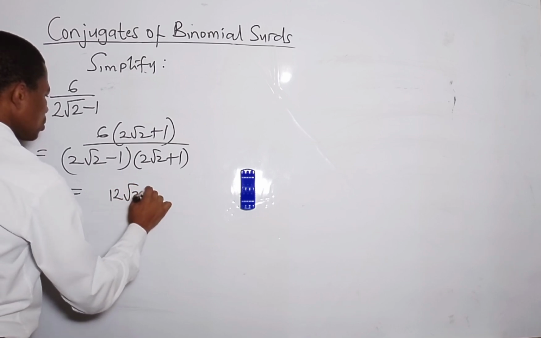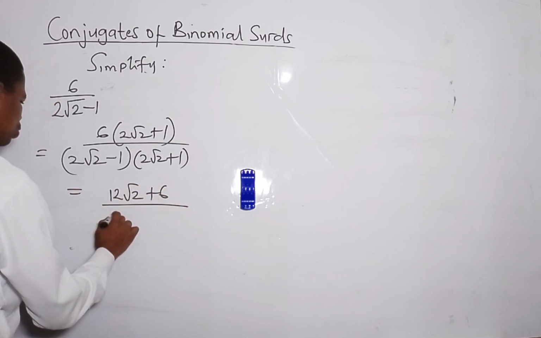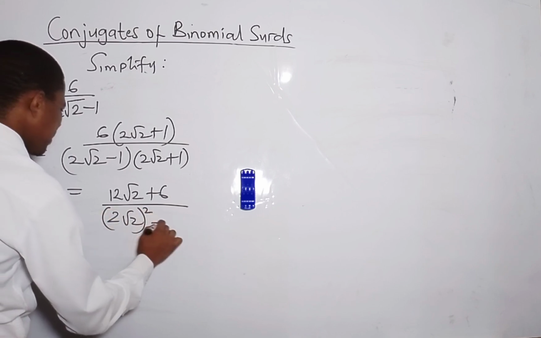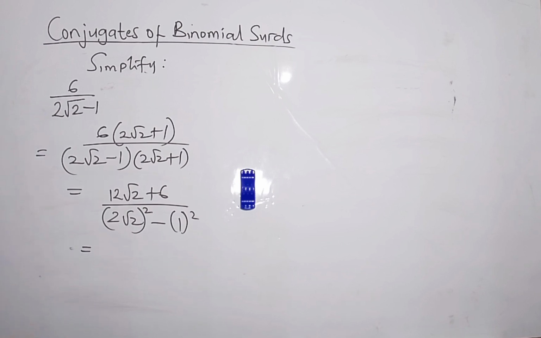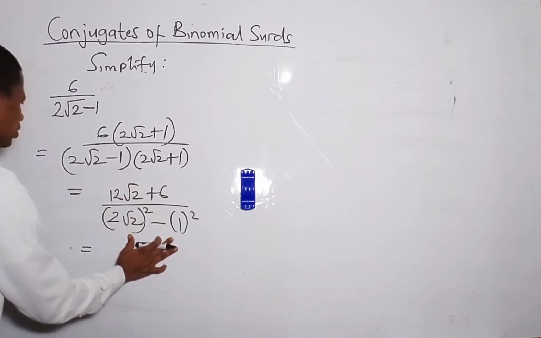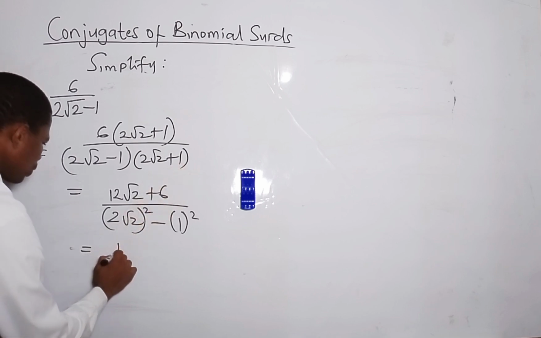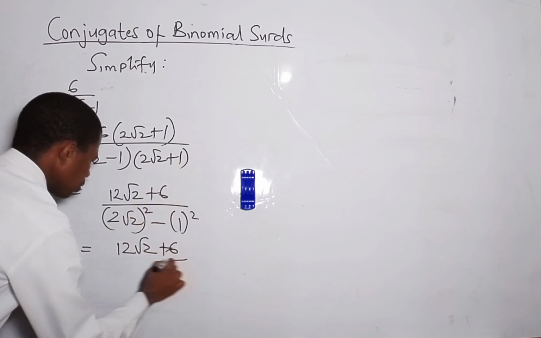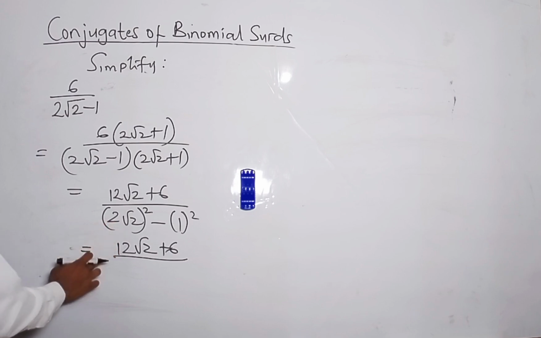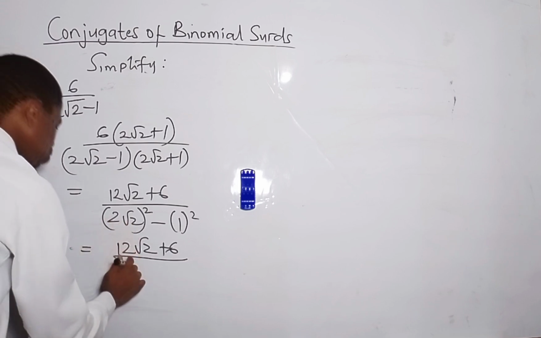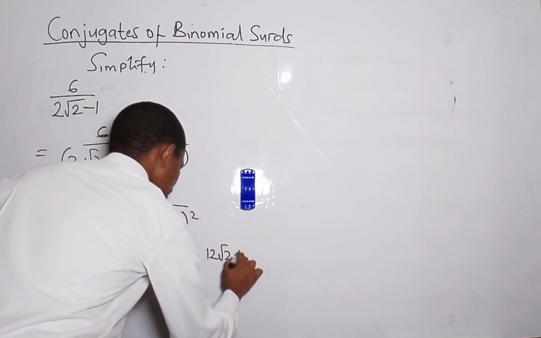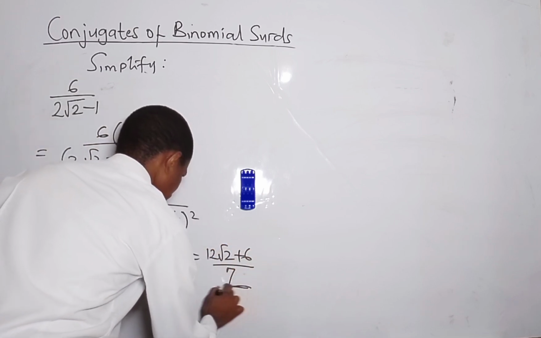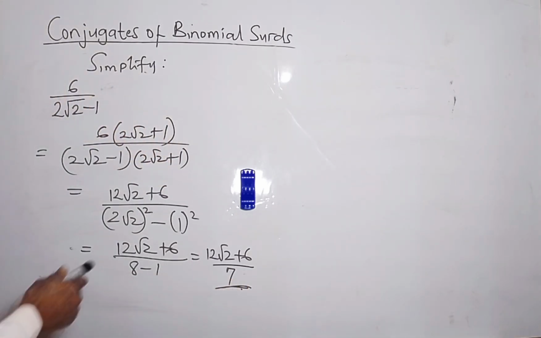12 root 2 plus 6 over 2 root 2 squared minus 1 squared, since it is conjugate and we are dealing with a difference of two squares, which gives us a squared minus b squared. So we have 12 root 2 plus 6 over 2 times 2 root 2 squared, which is 2 times 2, 4, times 2, 8, minus 1. So we have 12 root 2 plus 6 over 7. This will be our answer for this particular question.